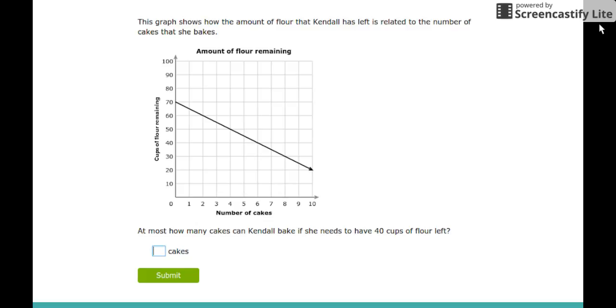The first example I will discuss poses a question in the form of a word problem and provides a graph. The problem is as follows. This graph shows how the amount of flour that Kendall has left is related to the number of cakes that she bakes. At most, how many cakes can Kendall bake if she needs to have 40 cups of flour left?